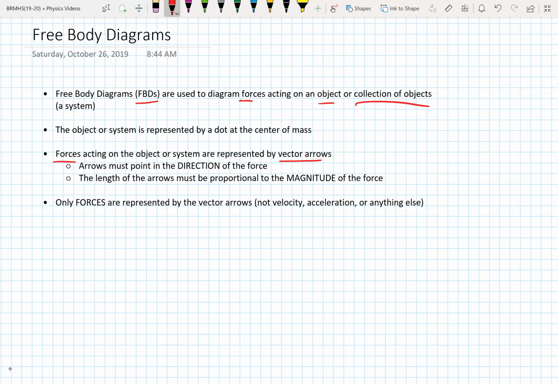The arrows must point in the direction of the force, because forces are vectors and they have a direction. The length of the arrows must be proportional to the magnitude of the force. The magnitude is how strong the force is. Is it 10 newtons or 100 newtons? A 100 newton force is going to have a longer vector arrow than a 10 newton force.